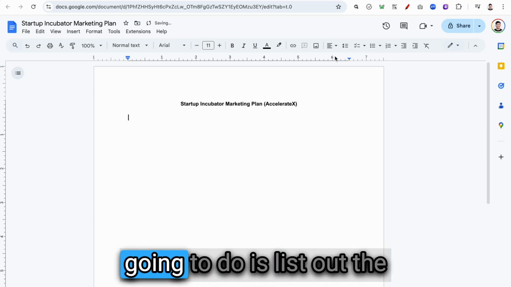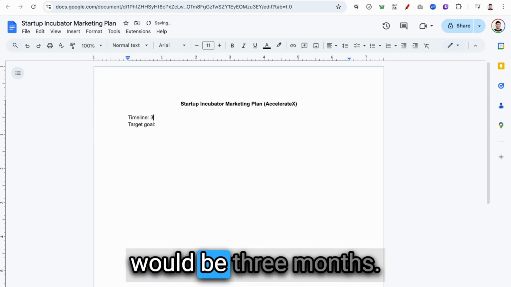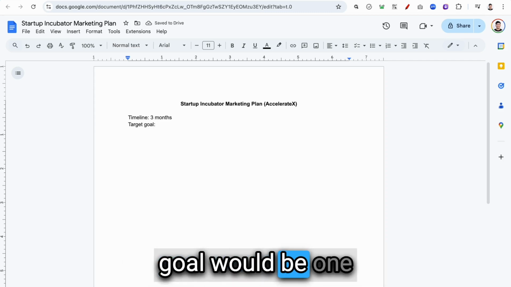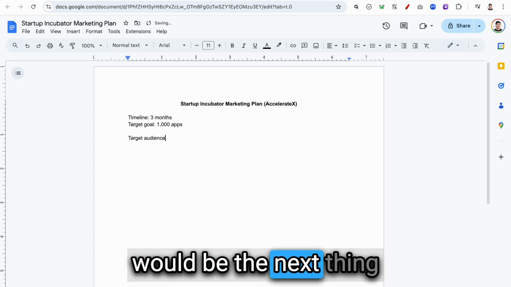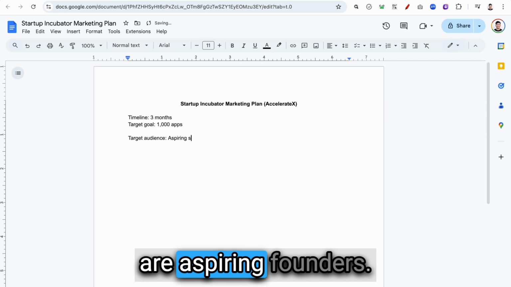The first thing that we're gonna do is list out the timeline and target goal. So the timeline here would be 3 months, and then the target goal would be 1,000 applications. The target audience would be the next thing that we want to list out. The target audience here are aspiring founders.